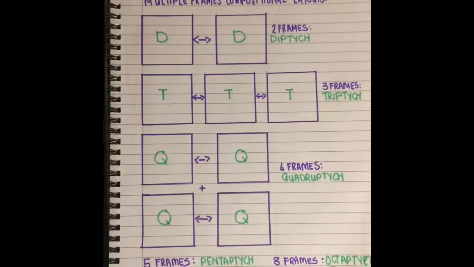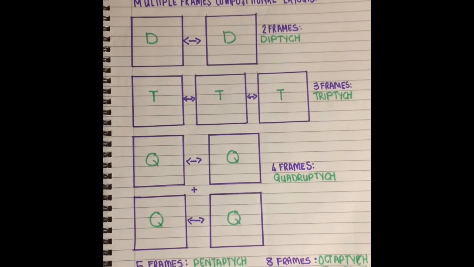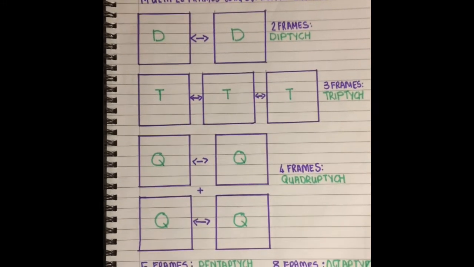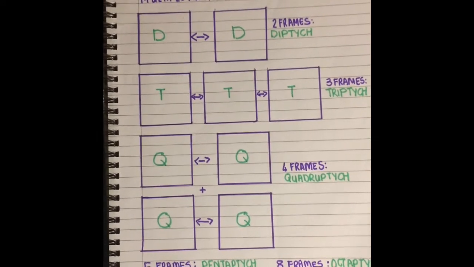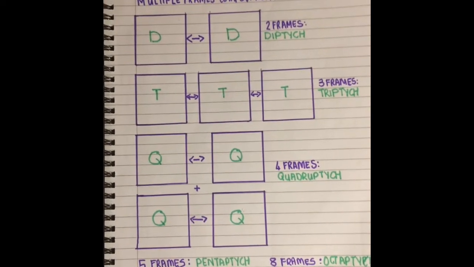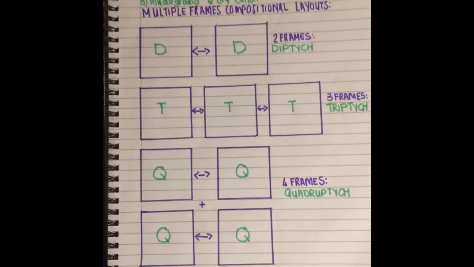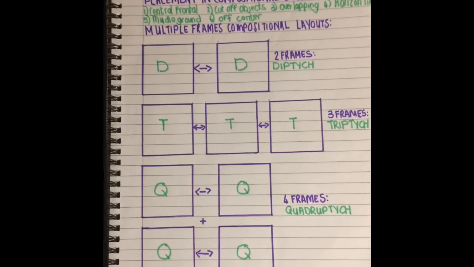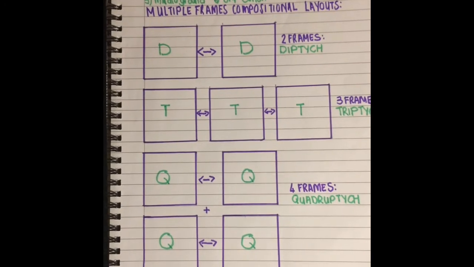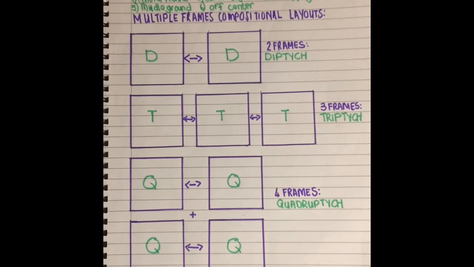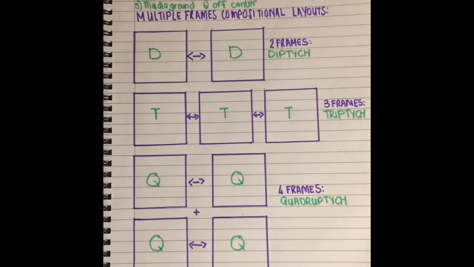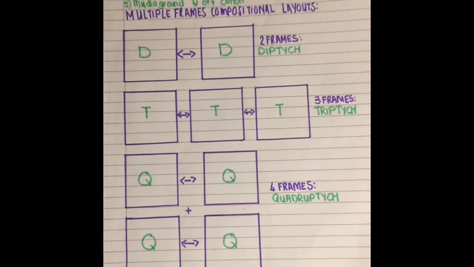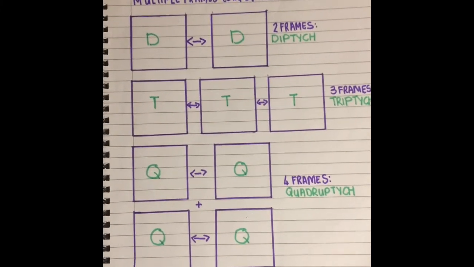Okay, so the third thing I'm going to be talking about is multiple frames compositional layouts. I spoke before about the one frame, which is just a square, rectangle, and different types of shapes for one frame compositional layouts. This is multiple frames. Usually what people do is they use rectangles or squares for this. It's uncommon to see circles, so most of the time squares or rectangles are used for multiple frames.